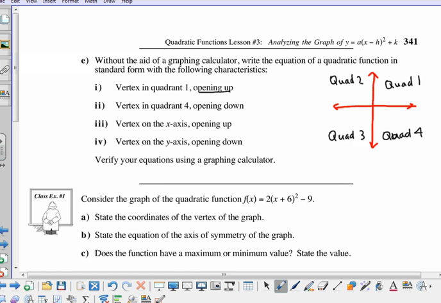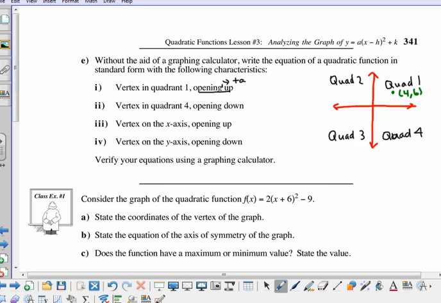Okay. So it says make an equation. It's opening up. So what does it tell you if it's opening up? A is positive. So we need a positive A value. And we're going to have a vertex in quadrant 1. So give me a point that would be in this quadrant. So x is 4, y would be, give me a point, 6. 4 and 6.